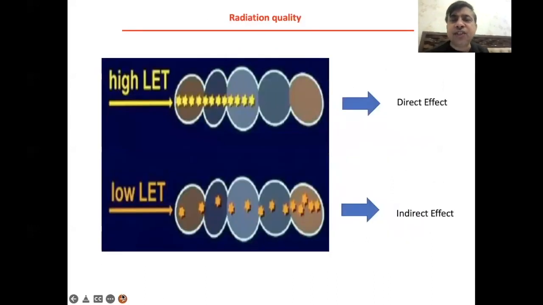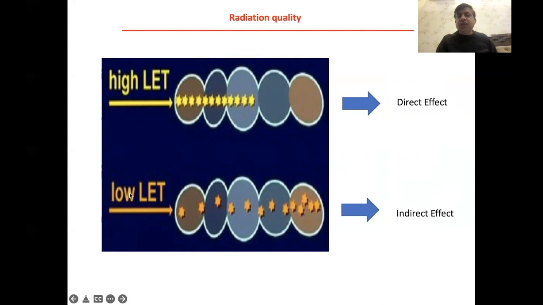Now, it all depends upon which will dominate. It depends upon the radiation quality. Radiation quality is basically decided by linear energy transfer. Linear energy transfer means what amount of energy can be deposited in one unit length of the medium through which it passes. So in the case of a direct effect, when the direct effect is dominant, the radiation is able to deposit a large amount of energy per unit length of the medium through which it passed. So you can see from here a large number of stars in a particular unit length. You can see a difference.